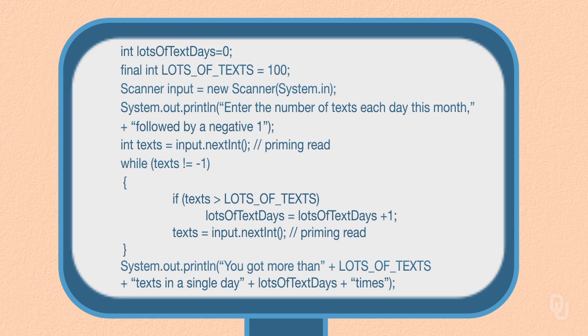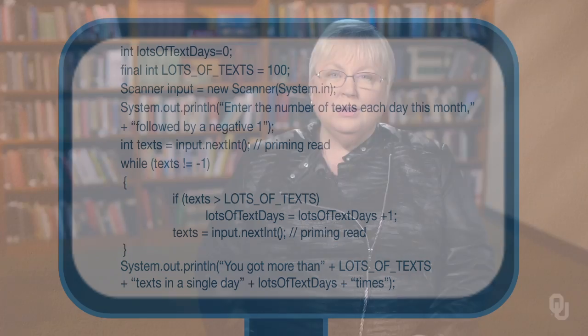Consider the code below that calculates the number of days in a month that you get more than 100 text messages. We'll end the data using the sentinel value, -1. We can't just count the number of days in a month, since different months have different numbers of days. -1 is a good choice for a sentinel because you can't get -1 texts.